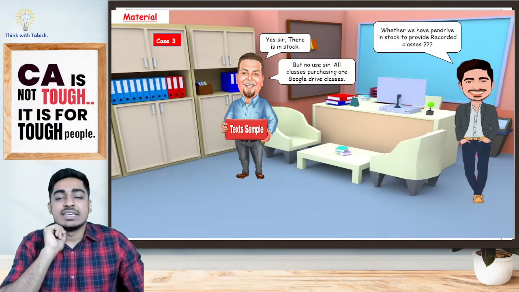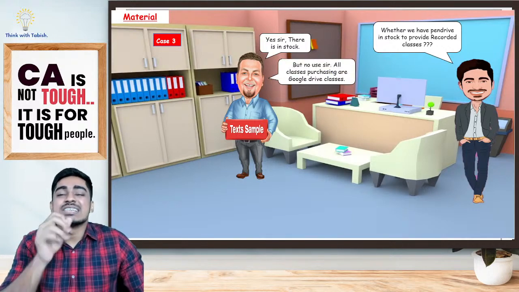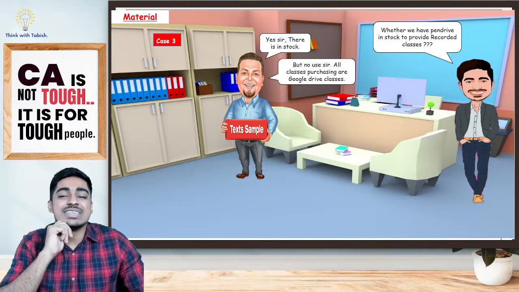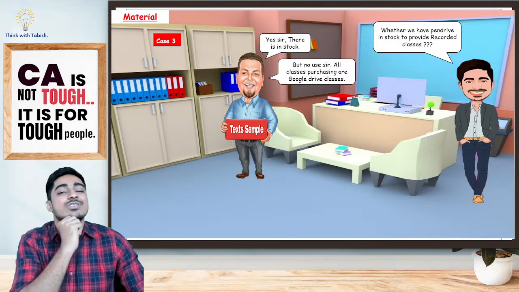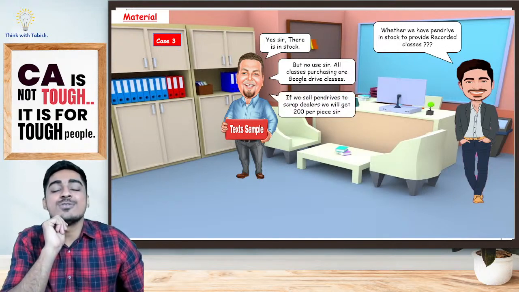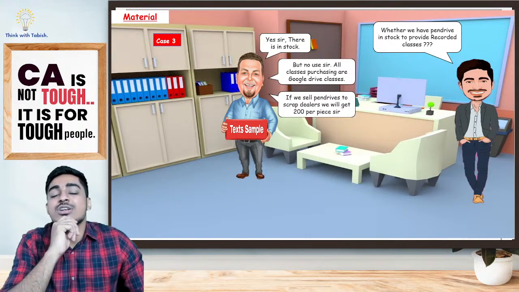Yes, I asked whether it is in use. He is telling me, yes, sir, you purchased the pen drives, but there is no use at all. CA Inter students, everybody is purchasing Google Drive only. So we have so many pen drives in stock. We were planning to sell them off as scrap.